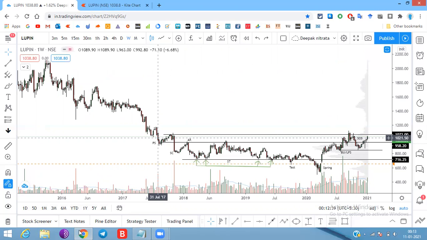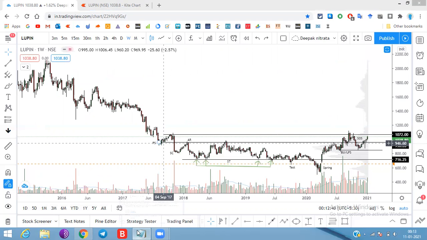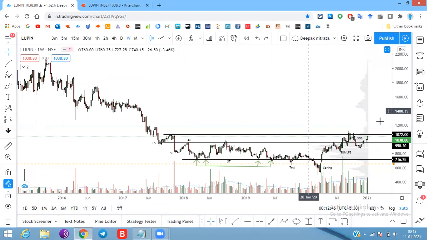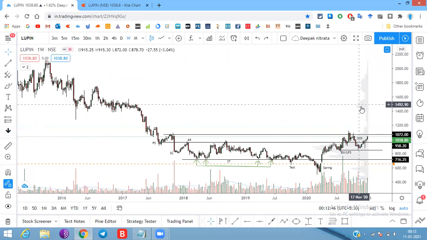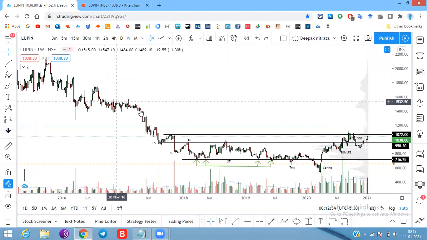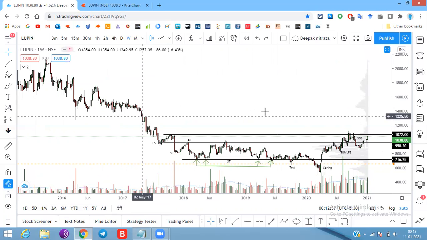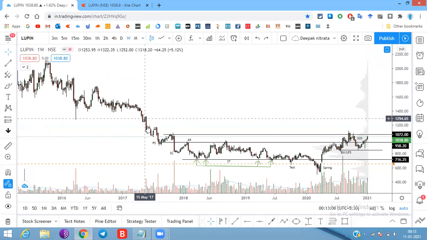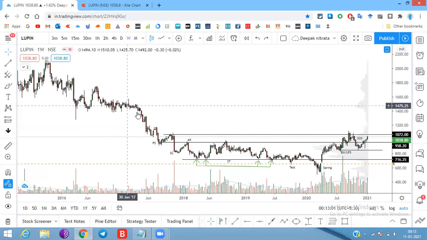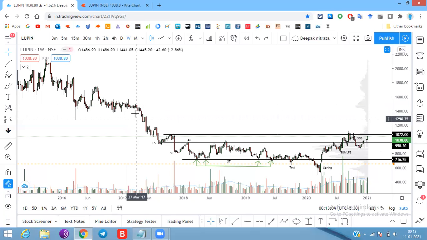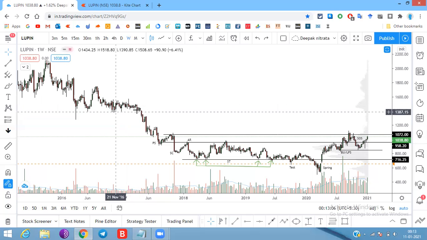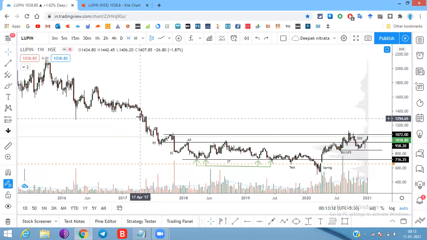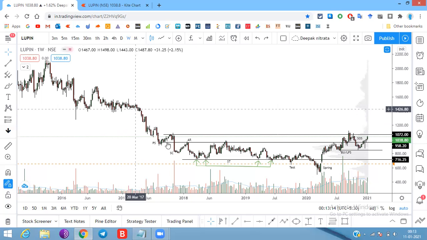Okay, one second, let's see. So here we can see in the example of Lupin that this particular zone was of high volume load. This balance zone was of high volume, and it broke from a high volume node to a low volume node region. So this is really useful, you can take an entry from this zone, from the break from this particular low. Then you will be trading in this trending region.